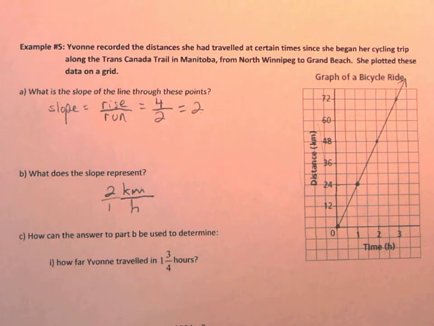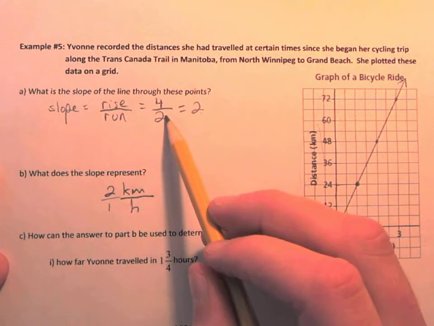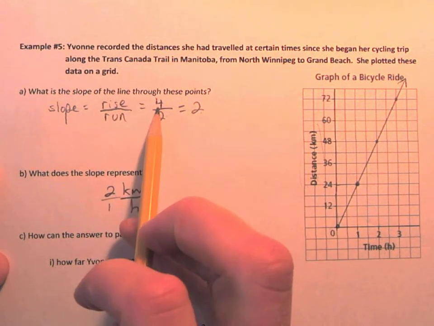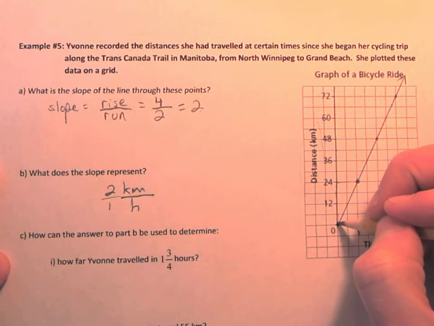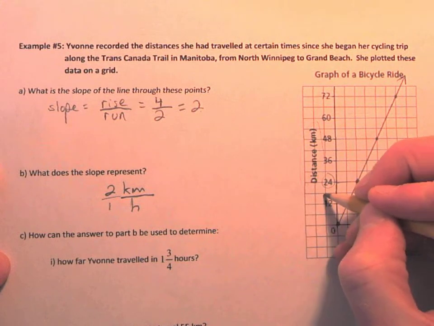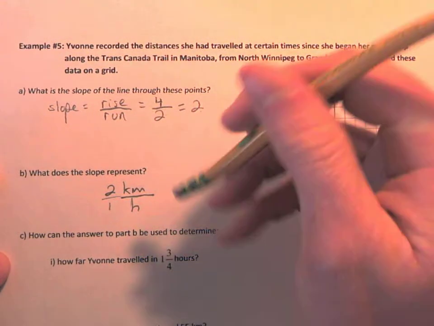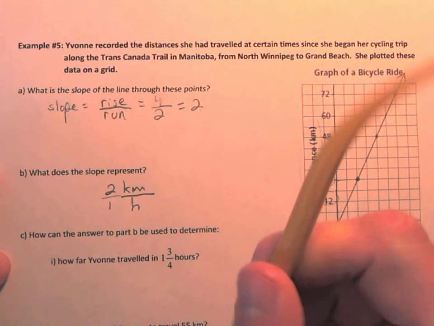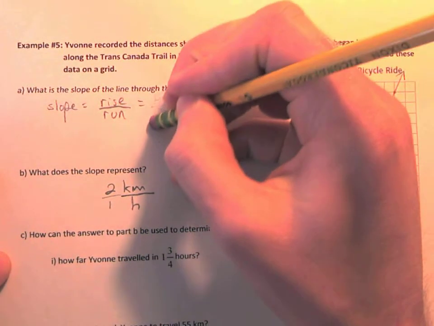But the one thing I made a mistake on is my rise. I said we went up 4 units. We went up 4 boxes. That was correct, but I did not look at the units on the left, and that was a problem. So let's fix that right now. Our run is not quite right either.